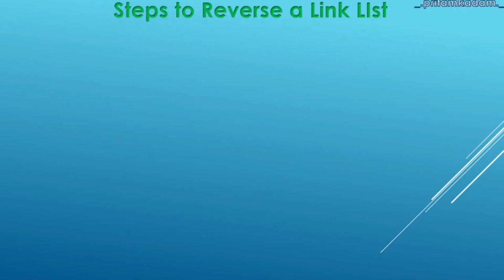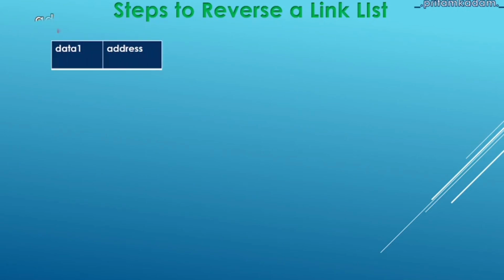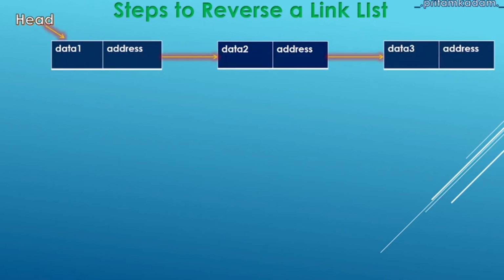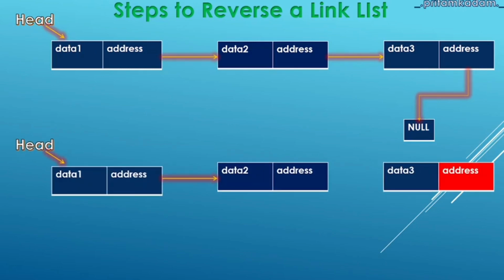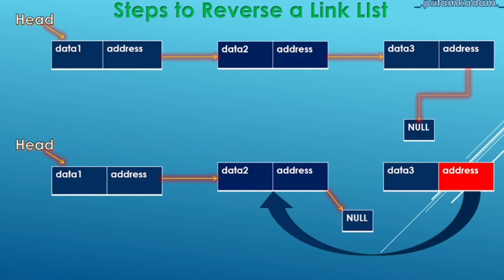Steps to reverse a linked list. This is your linked list, with the head part and the null part. Now first of all, what we have to do is point the third node's pointer to the second one, and the second node's pointer will be pointing to the null portion. Okay, got it? Let's go to the next part.